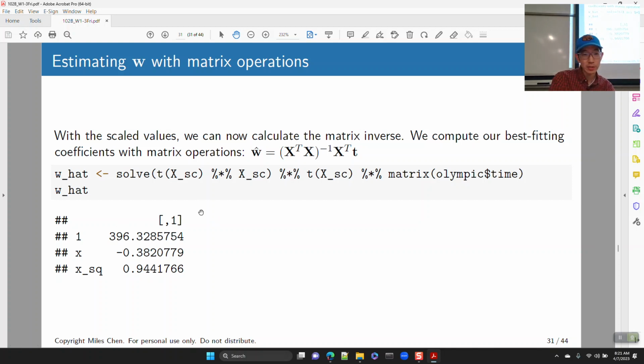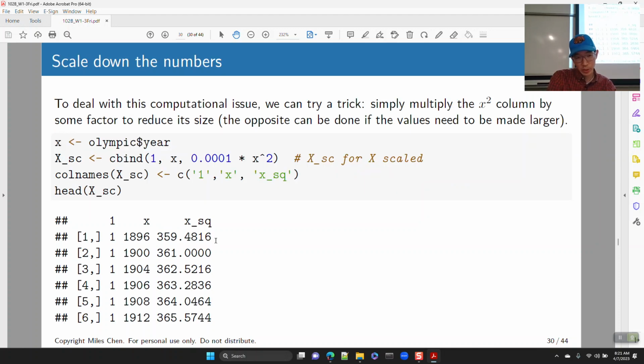So with our scaled values, we can now calculate the matrix inverse, and we can do this here. So the inverse works, or exists. It's just that we had to do some things to avoid computational instabilities here.